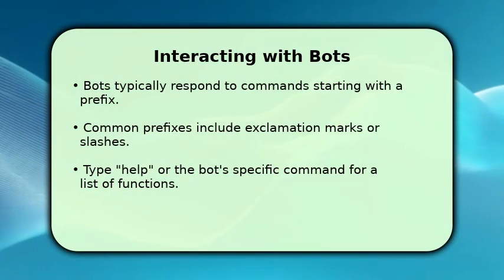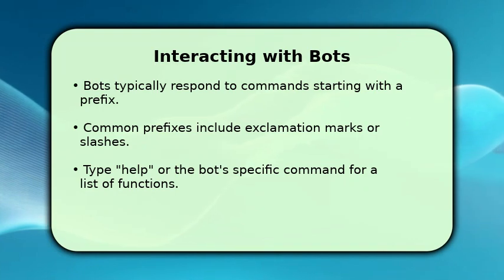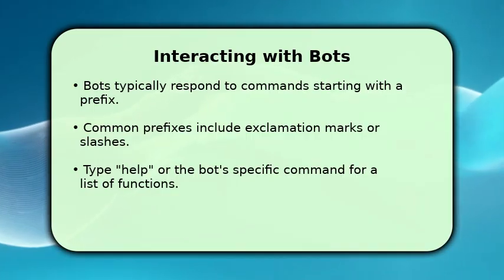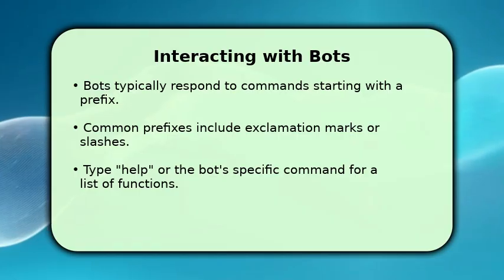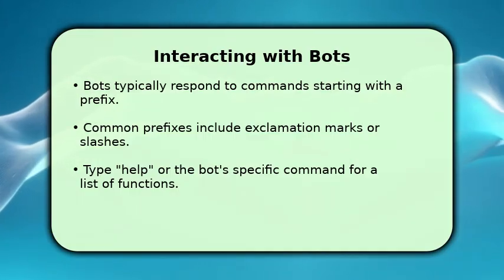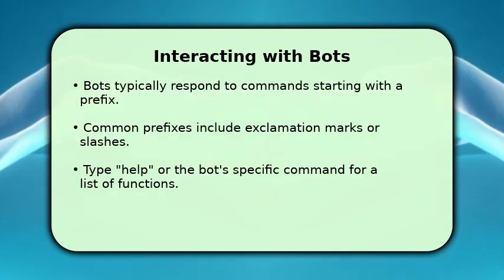Interacting with bots is straightforward, usually involving simple text commands. Most bots respond to a specific prefix, like an exclamation mark or a slash, followed by the command name. For example, typing "play song name" might start music. Many modern bots also utilize Discord's native slash commands, which offer auto-completion and make discovering functions much easier. Just type a /, and a list of available commands will often appear, guiding you through the bot's capabilities.